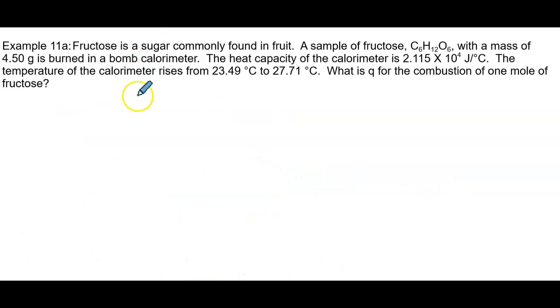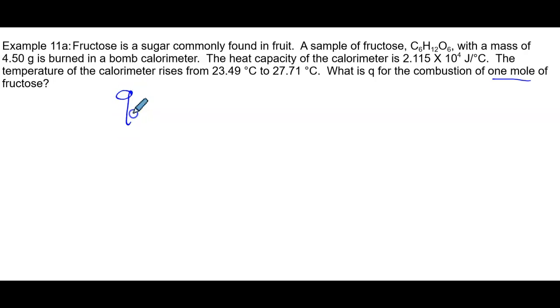And now let's do problem 11. Fructose is a sugar commonly found in fruit. A sample of fructose, C6H12O6, with a mass of 4.50 grams, is burned in a bomb calorimeter. So we're going to put it in that system that you saw the video of. The heat capacity, so that should give you an indicator of what kind of algebraic equation you're going to write. The heat capacity of the calorimeter is given, and the temperature of the calorimeter rises. So we have everything we need. We're looking for Q for the combustion of 1 mole, so we're going to figure out what that is.